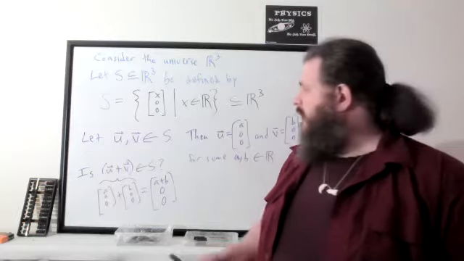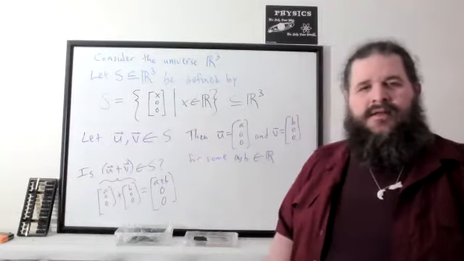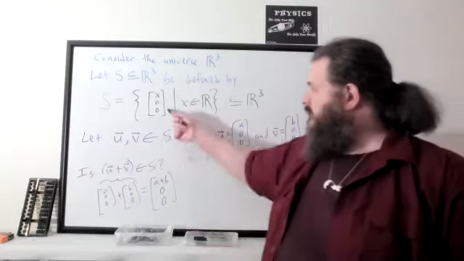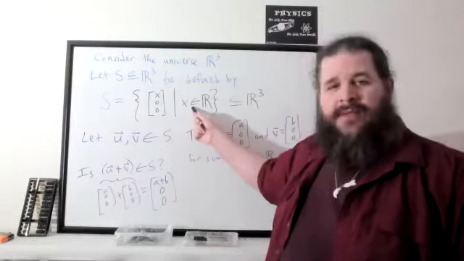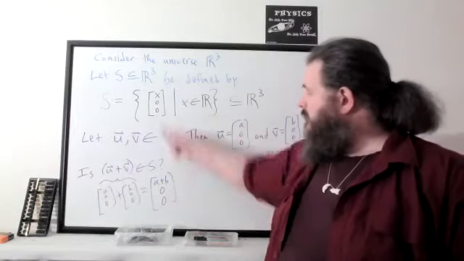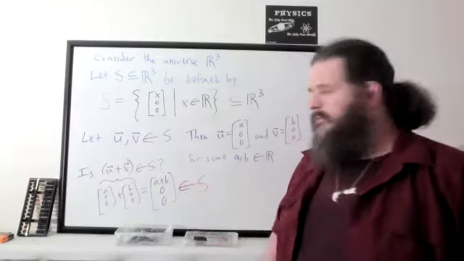Does it match the requirement that the second and third components be 0, but the first one could be any real number? Yeah, this matches this description precisely. The first component is some real number, doesn't matter which one. The second and third components are both 0. So yes, this is a member of set S.